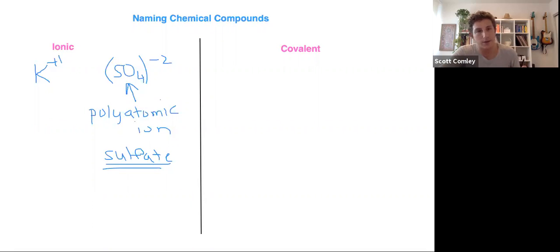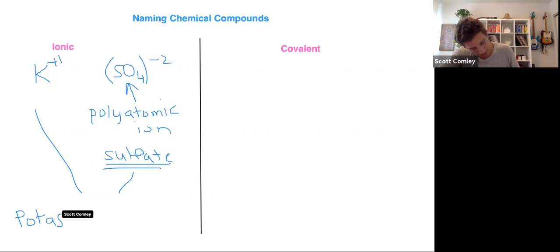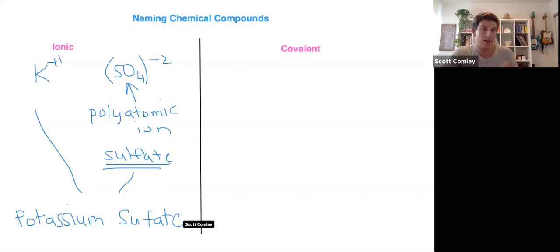You're going to get a chart of these. In AP chemistry, you're more than likely going to have to memorize them. When it is a polyatomic ion, it doesn't end in "ide" anymore. So it's just the words as they come. So this would just be potassium sulfate. But how many potassiums do I need?